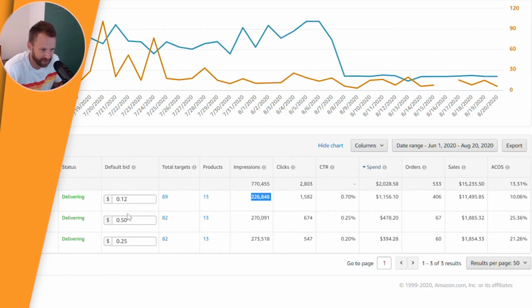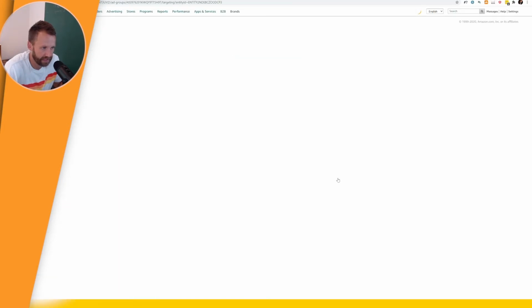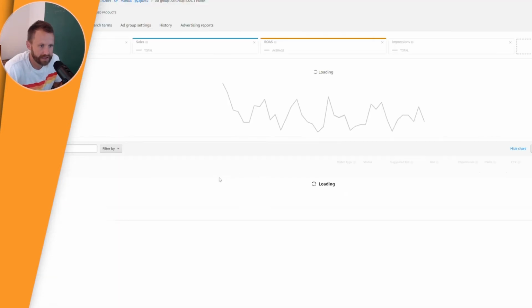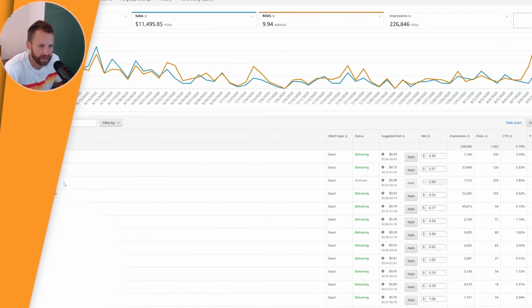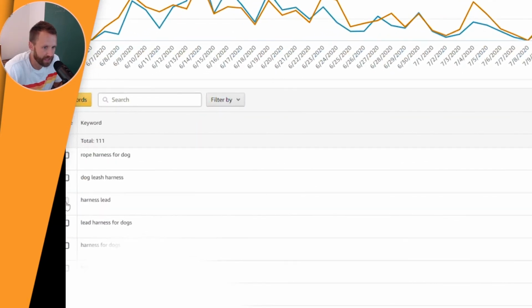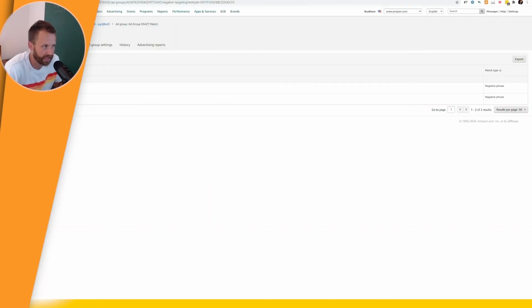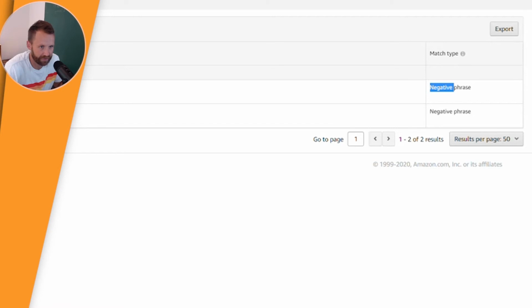These bids are at group level. They actually don't matter at all. It's all at the keyword level. I hit the targets, and as it loads up, you will see something specific. You can see here, Harness Lead is turned off. Harness Lead is the brand of this dog leash. And I go to negative targeting, and I see Harness Lead is negative phrase, and actually a competitor that I put in called Pet Safe, they are negative targeted.